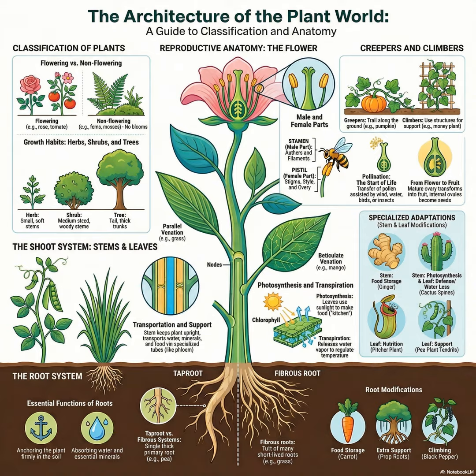Then we get to the male parts, the stamen. It looks like a long, thin stalk called the filament, with a little swollen yellow bag on top called the anther. The anther is just packed full of microscopic pollen dust.